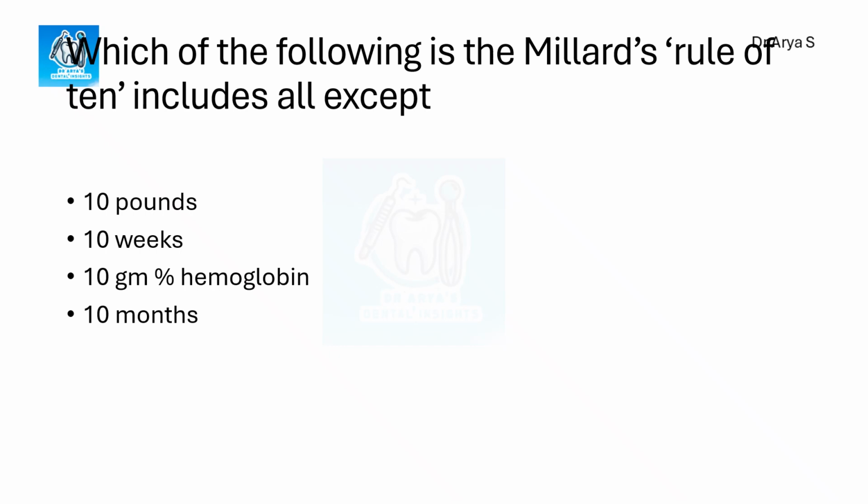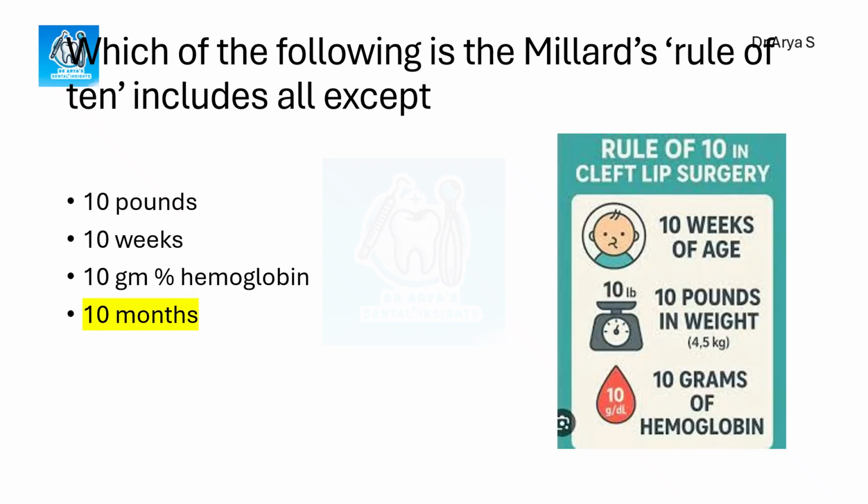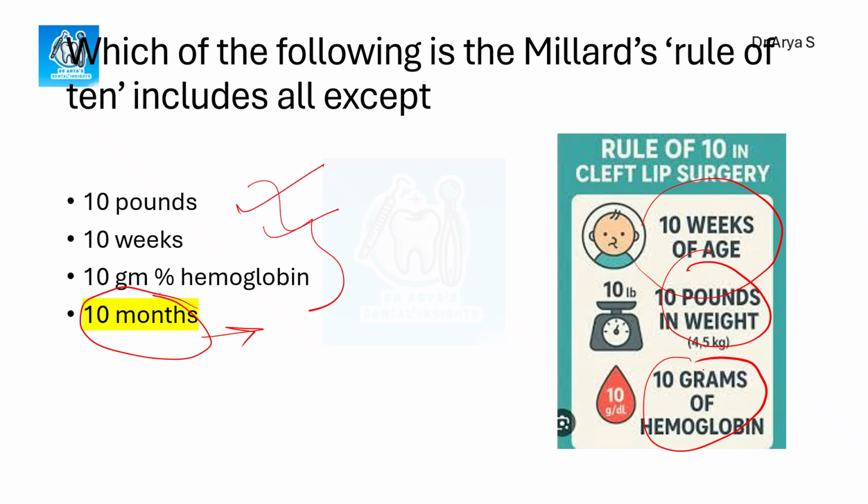Coming to general surgery, which of the following is not part of Millard's rule of 10? Is it 10 pounds, 10 weeks, 10 grams percentage of hemoglobin, or 10 months? Millard's rule of 10 includes 10 weeks of age, 10 pounds in weight, and 10 grams of hemoglobin. So it excludes 10 months. Millard's rule of 10 includes these three: 10 pounds, 10 weeks and 10 percent hemoglobin.